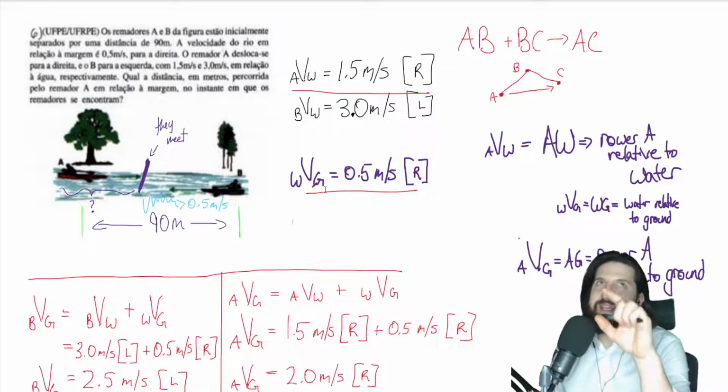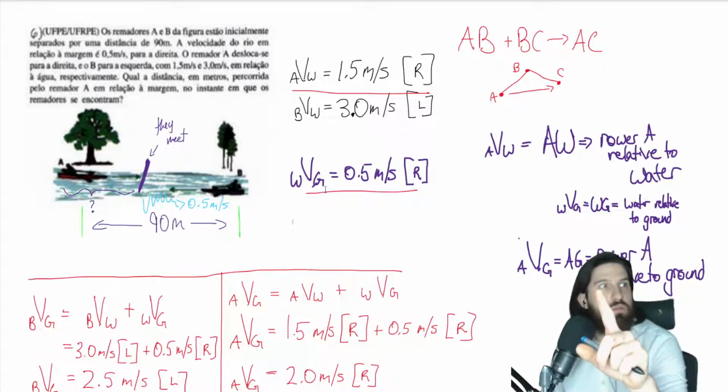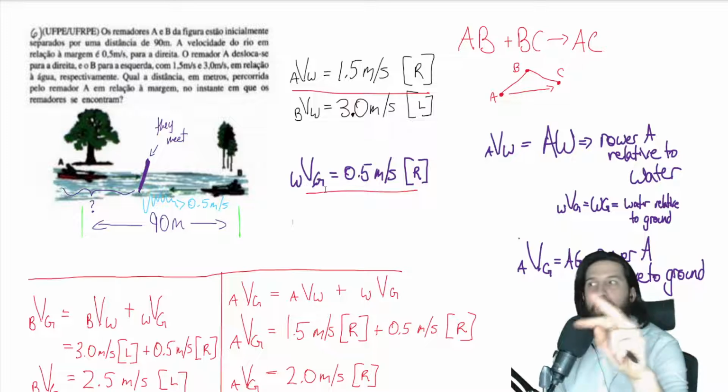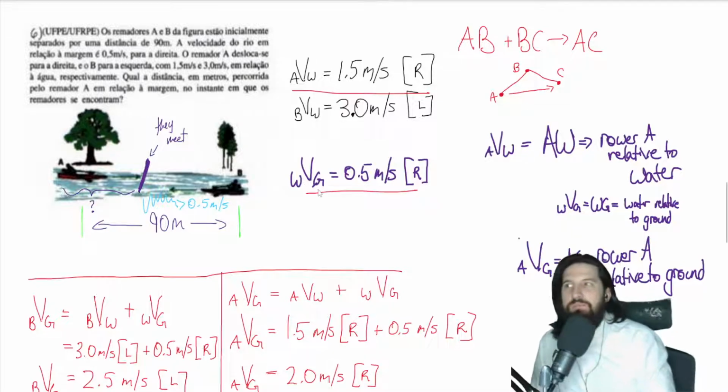So I'm against. Getting faster. Yes, I agree with you. But when we compare two boats, A and B, B is just going this fast. It's just going 3 meters per second, right? Right. But it's going in this direction. And A is going in this direction, right?